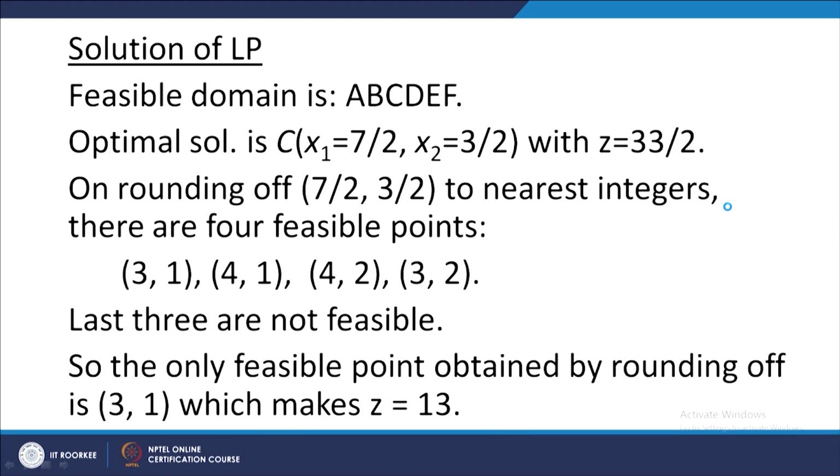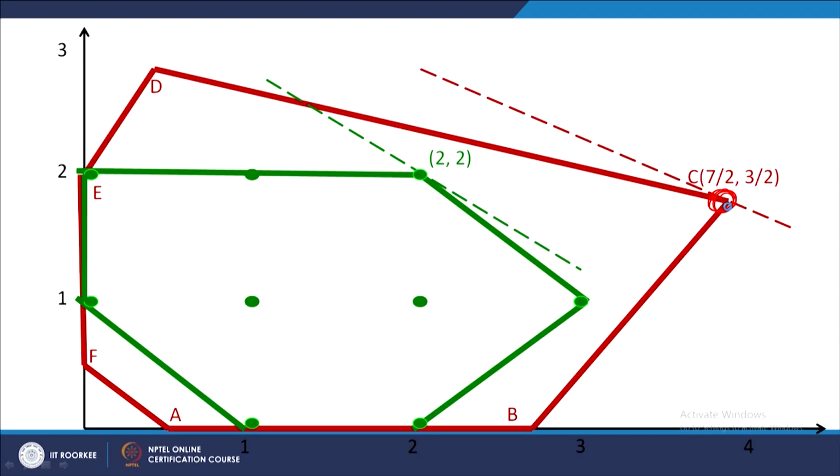So, in the next slide I have written the solution of an LP if you consider that x1 and x2 are not integers, just as an ordinary LP, and in this case the feasible domain is A, B, C, D, E, F, as is indicated over here. This is our feasible region.